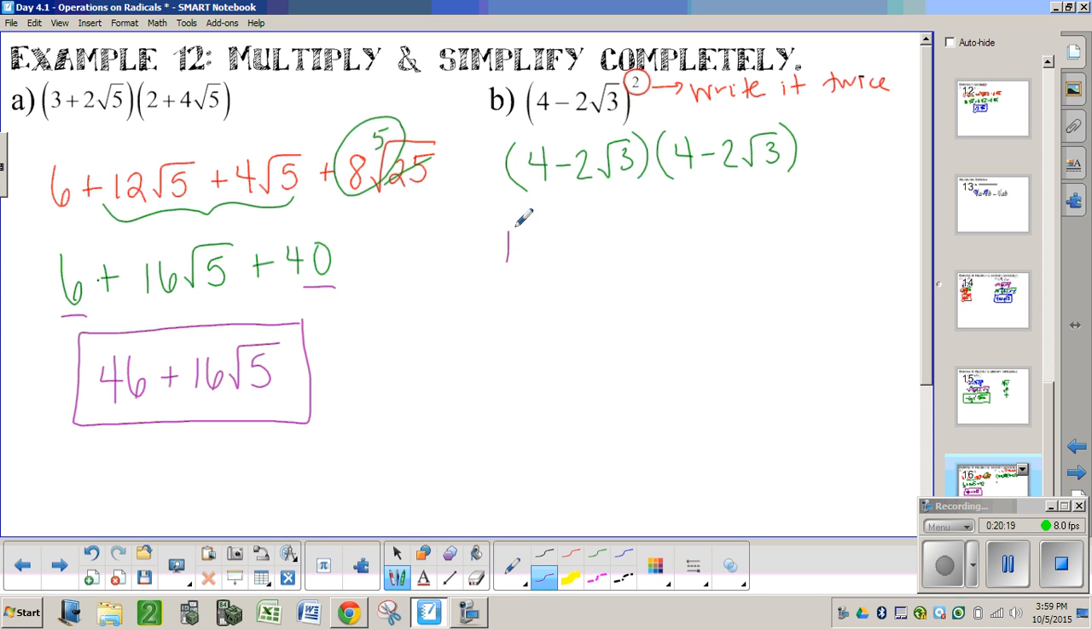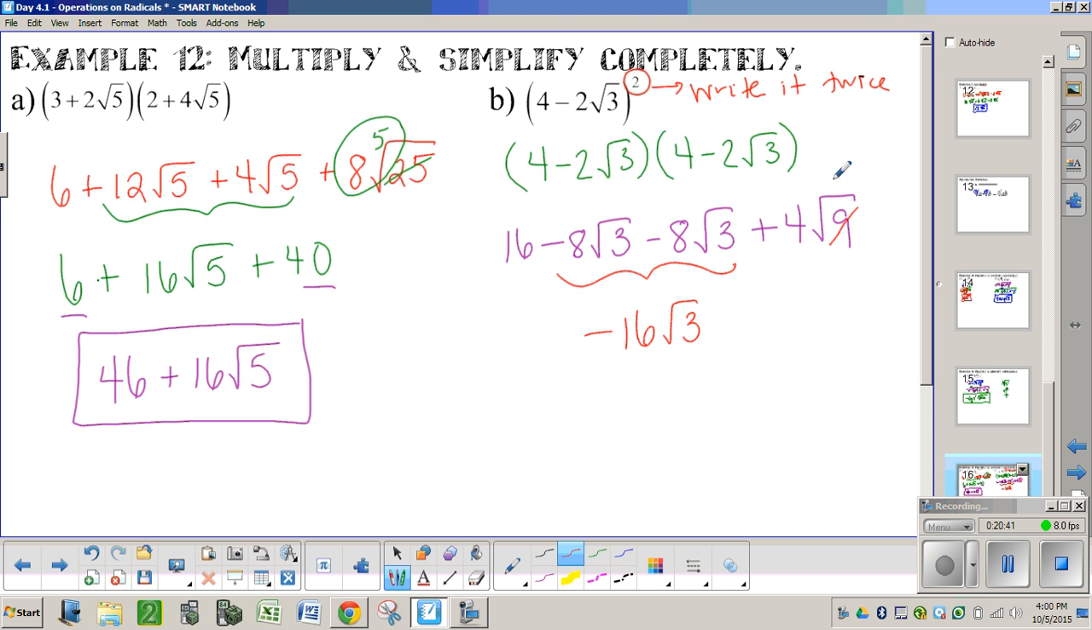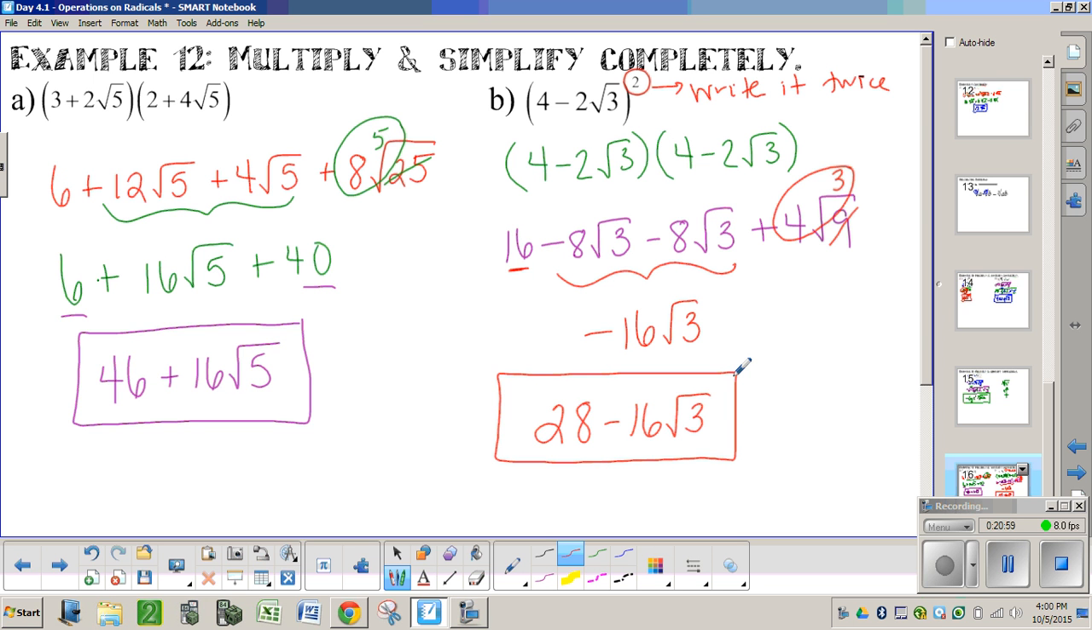So 4 times 4 is going to give me 16. 4 times negative 2 square roots of 3, that's going to be negative 8 radical 3. And I'm going to have another negative 8 radical 3. And at the end, I'm going to have a positive 4 square roots of 9. I've got like terms in the middle. That's negative 16 radical 3. Square root of 9 is a perfect square. So on the end of my expression here, I've got 12, which I can now combine with the 16 at the beginning of my expression. So that's going to give us 28 minus 16 radical 3. Again, those are not like terms. Can't combine them. You got to leave them as is.